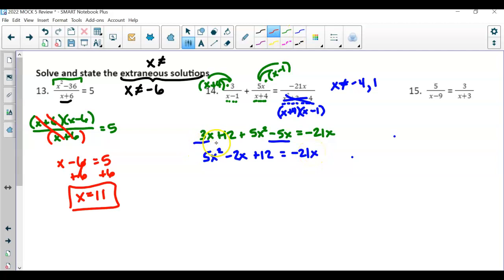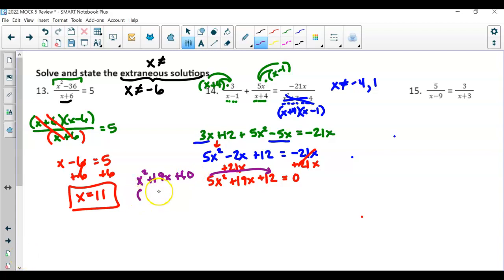Then because we're solving a quadratic, right, we have x squared, quadratics always have to equal 0. So that means I need to add 21x, line up the like terms, both sides. Now we're going to end up solving 5x squared plus 19x plus 12. Now, in order to solve this quadratic, because a is greater than 1, we do have to do bottoms up. So multiplying the first to last. We're going to end up factoring x squared plus 19x plus 60.